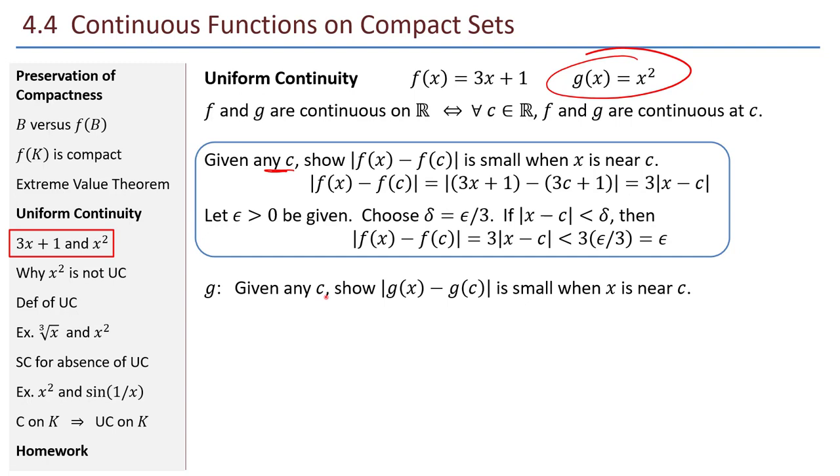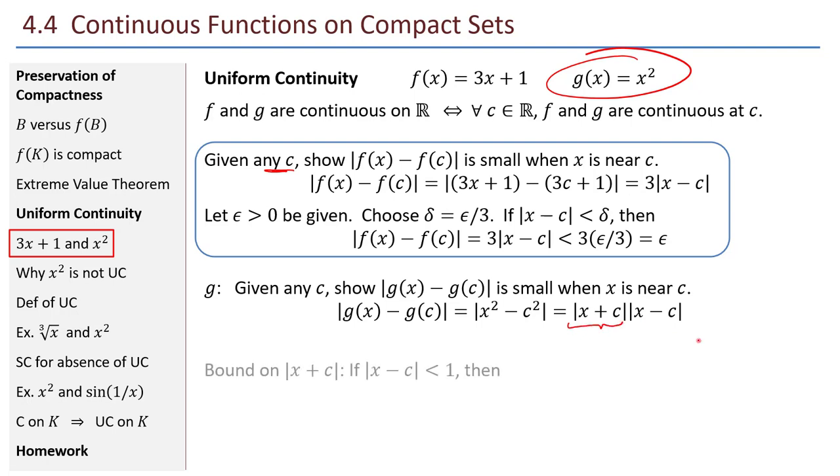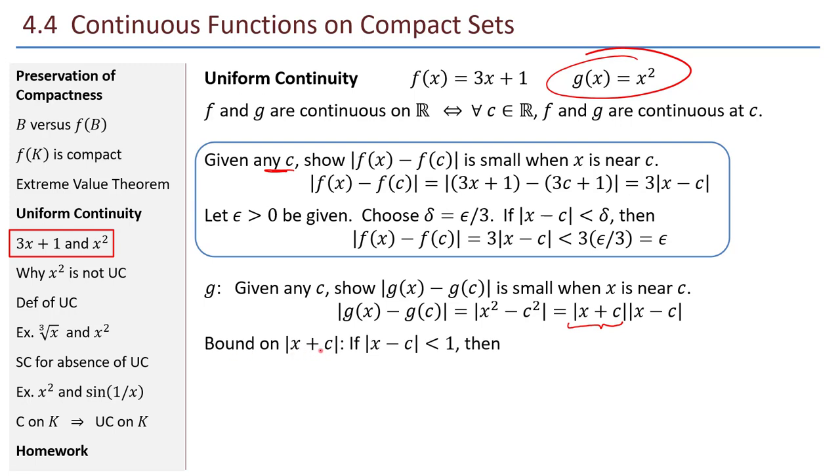Given any c, let's show that the difference in function values is small whenever x is close to c. So as before, we're going to look at the difference, the absolute value of g of x minus g of c, and turn that into some expression. We get absolute value x squared minus c squared, and that factors into x plus c times x minus c. X minus c is what we want to make small. It would be great if I could find a bound on x plus c.